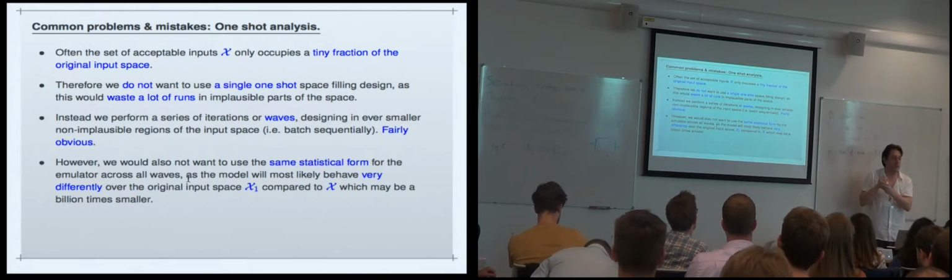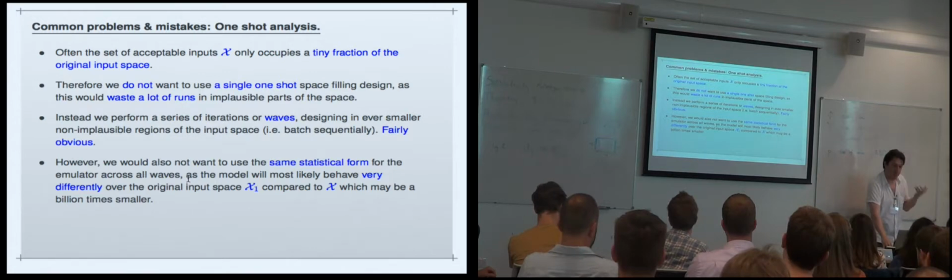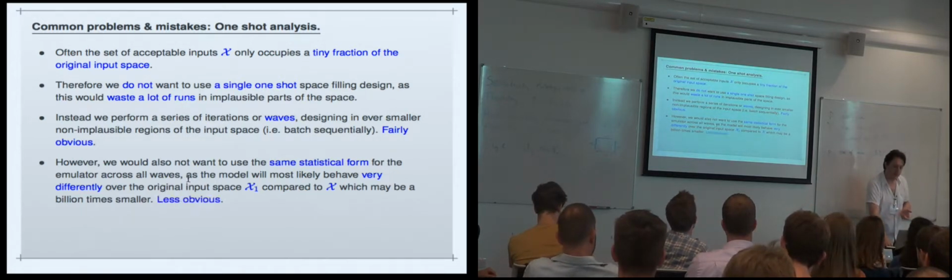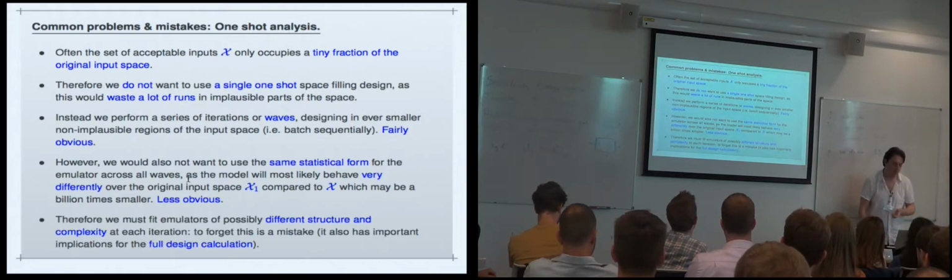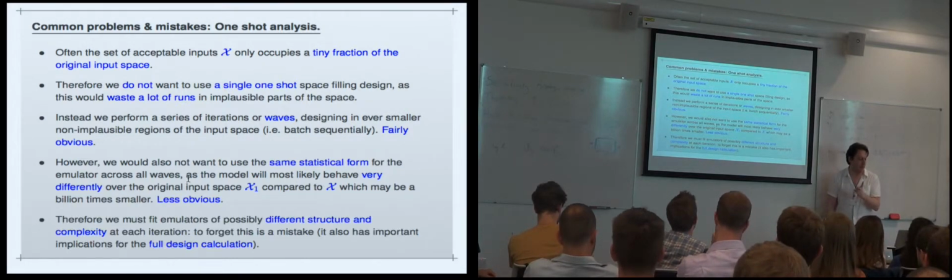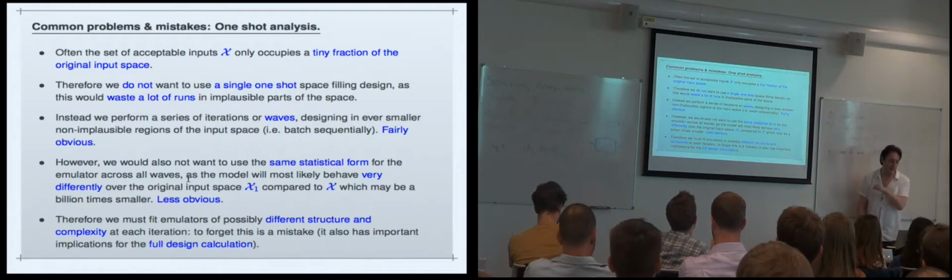Do I want to refit the parameters of the emulator? Probably. Do I want to have a really different structure of the emulator? Maybe. Different active variables, different polynomials, different parameters. And this is less obvious. And in fact, so therefore, we might fit, and we'll fit emulators of different structure and complexity at each iteration.